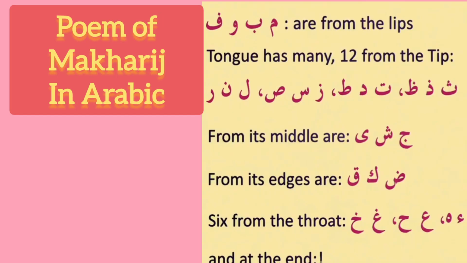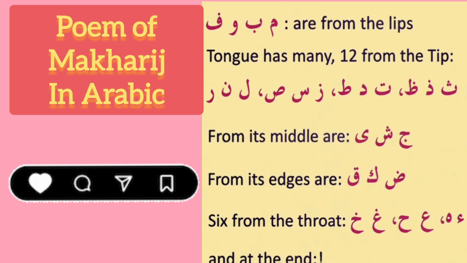Ma, ba, wa, fa are from the lips. The tongue has many. 12 from the tip: tha, dha, za, ta, da, ta, za, sa, sa, la, na, ra. From its middle are ja, sha, ya. From its edges are dad, kaf, qaf. 6 from the throat: a, ha, a, ha, gha, kha. At the end is alif.